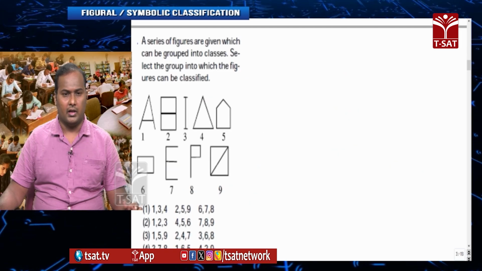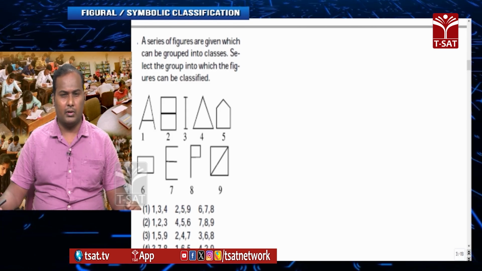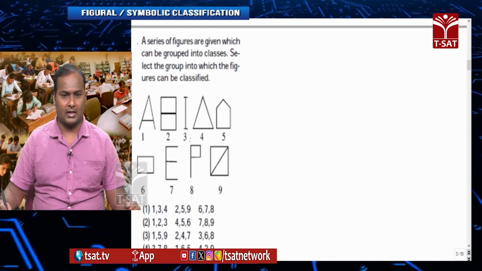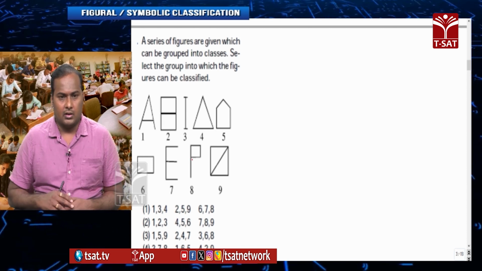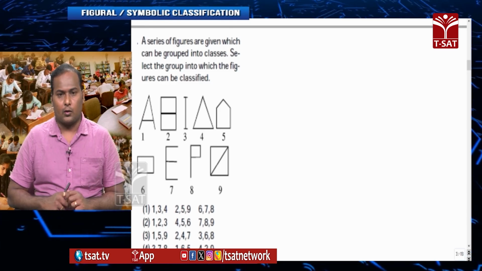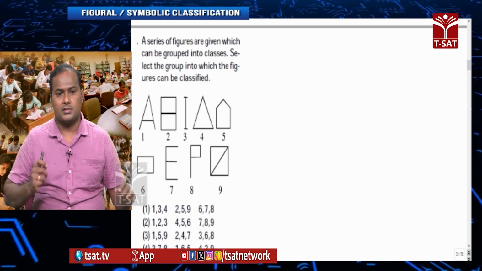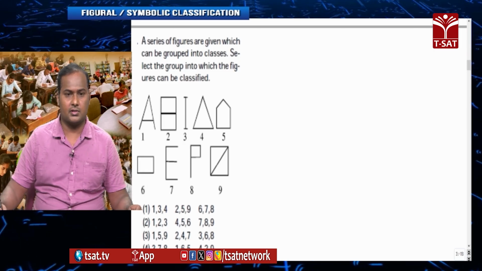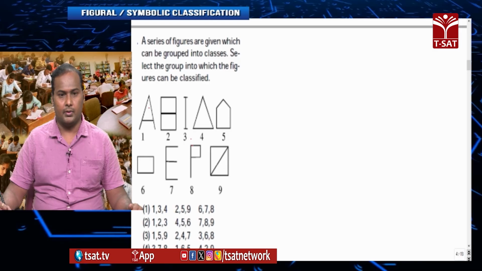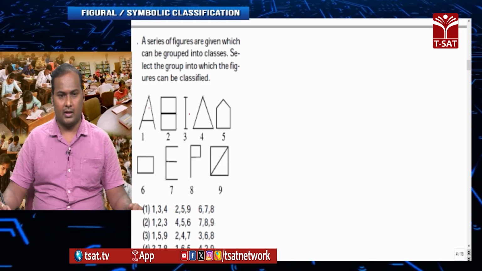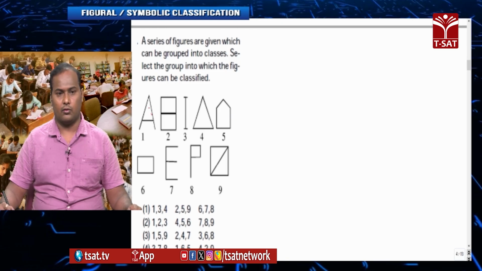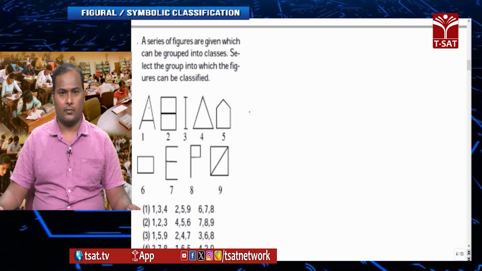In this question, a series of figures is given which can be grouped into classes. Select the group into which the figures can be classified. If you see here, it looks like different lines. The moment you see this question, you need to identify that he's asking based on lines, because there is nothing else. Symbols like A, E, P, I appear, but many letters are repeating, so I can't take letters. So directly I will go based upon the character of lines.